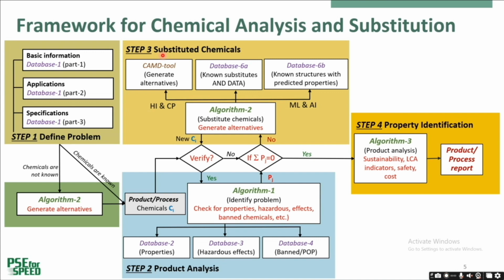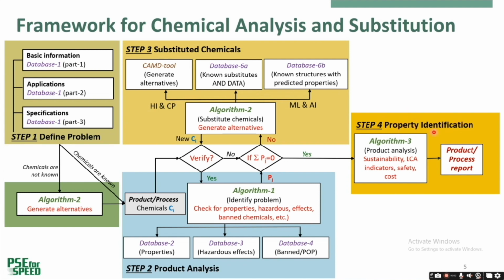The alternatives for a flagged chemical can be found through 3 optional tools, namely the CMD tool and databases with collected measured data and predicted data filling holes in the database. When alternatives for all flagged chemicals have been found, each alternative is verified. If PJ is now found to be 0, then we can go to step 4 for the conclusion.